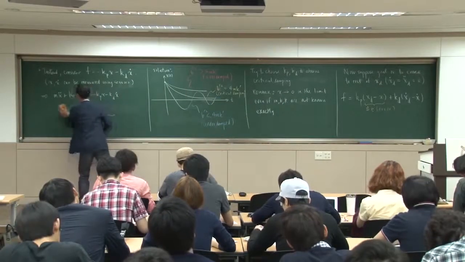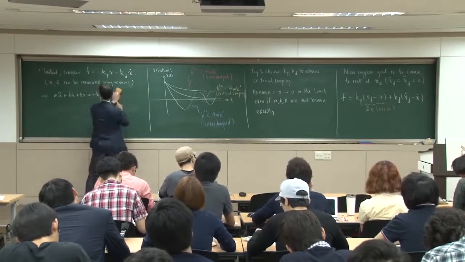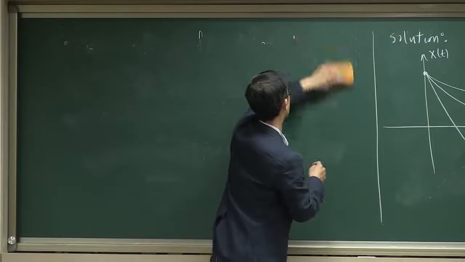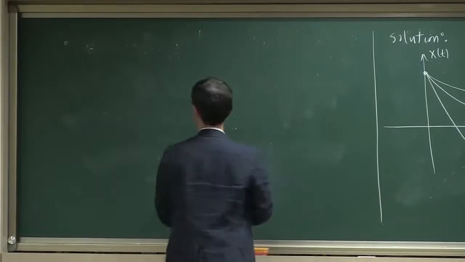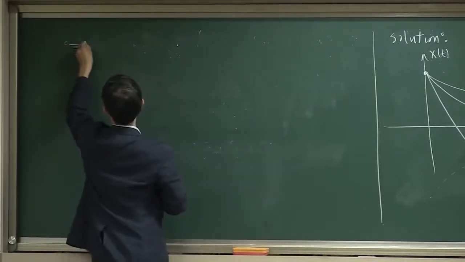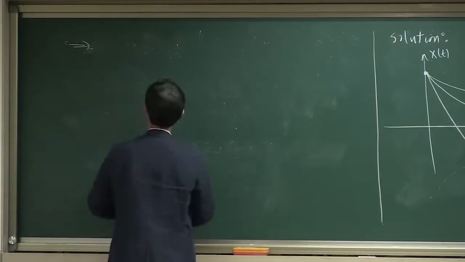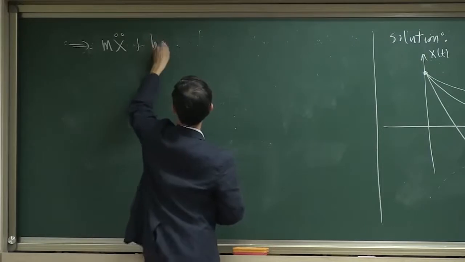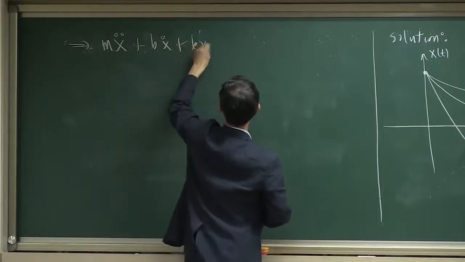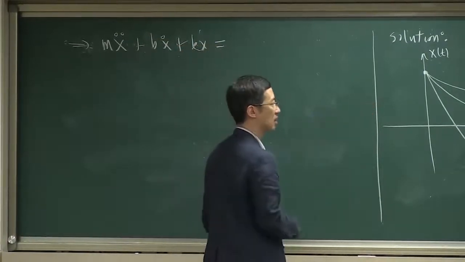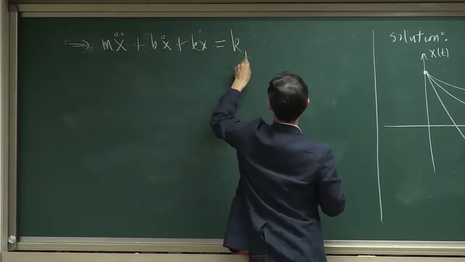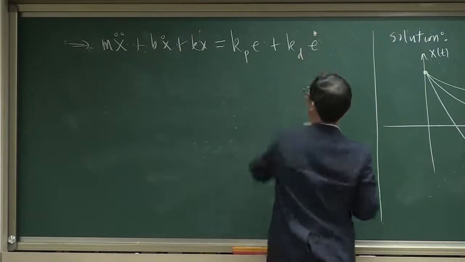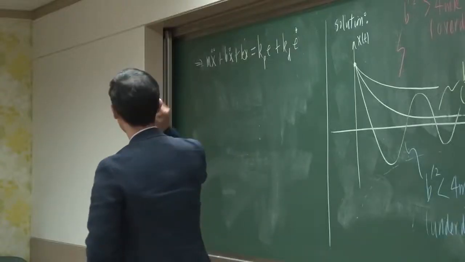Now if I rewrite the equation, we get m x double dot plus b x dot plus kx is equal to that, kp e plus kd e dot.